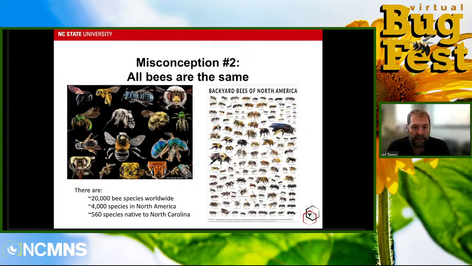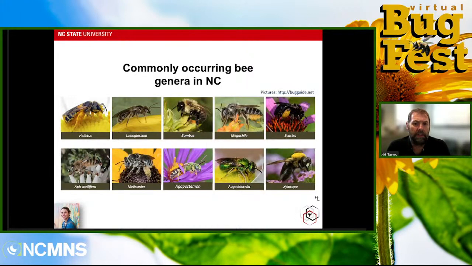And they're very different from each other in size and coloration, in their life histories, just beautiful diversity of all the different bees that are out there. And so the ones that are commonly occurring in North Carolina are these here, many of which you're familiar with, like the sweat bees and bumblebees, as well as others that you might not have heard of. And then, of course, our state insect, which is the honeybee, which in fact is not even native to North America at all. They were imported from the old world, from Europe, with the first European settlers. So not all bees are the same.